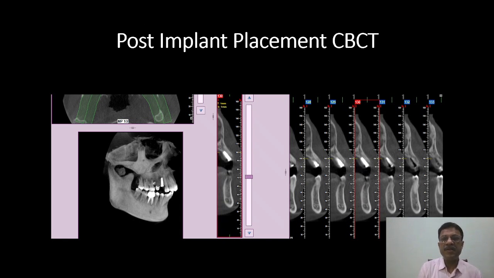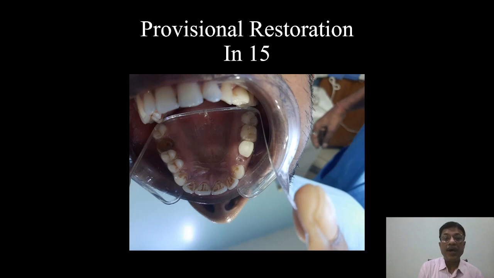After implant placement, we do a CBCT to analyze the accurate placement of the implant. We can see that the implant is properly placed. Palatal bone is engaged and the implant is in proper place. Now, after healing, you can see that in 1,5 a temporary restoration is placed, and in 1,4 normal healing has been achieved.